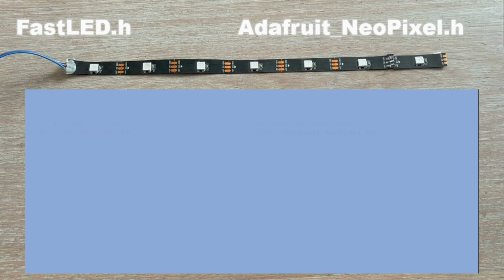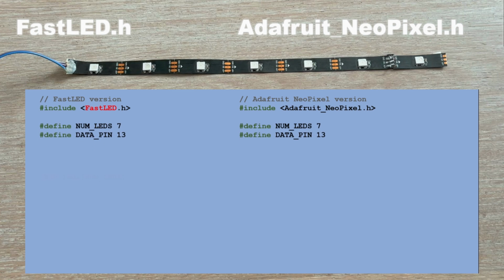For both libraries, we begin by including the library header. Then we define the pin connected to the LED strip's data input, along with the number of LEDs in the strip. This setup is essentially the same for both.